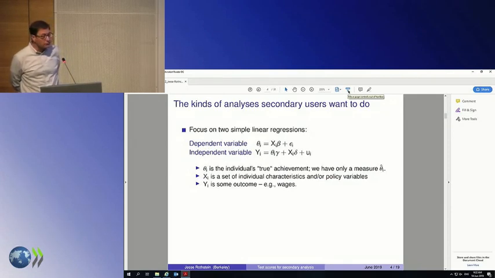Then the other kinds of regression we might want to run are models that have achievement on the right-hand side of a regression. So we're going to regress some other variable on achievement with some controls. And I'm going to call that the independent variable case.